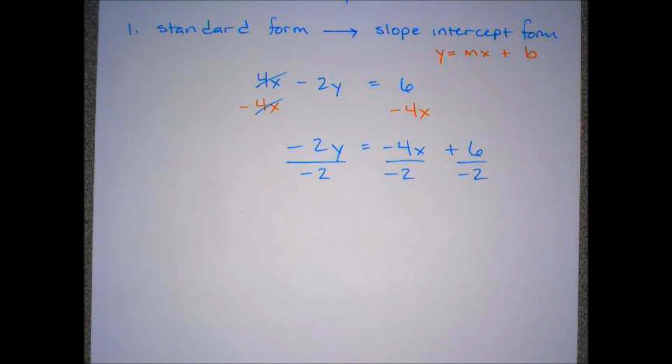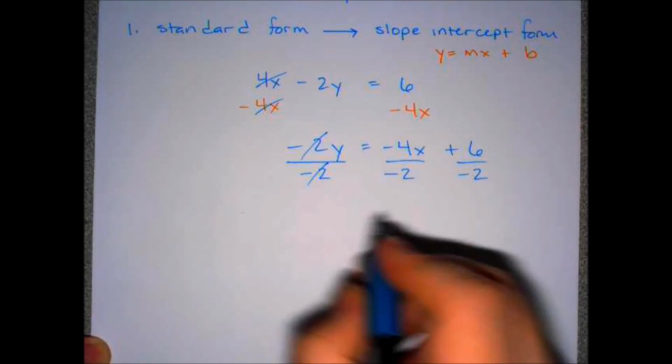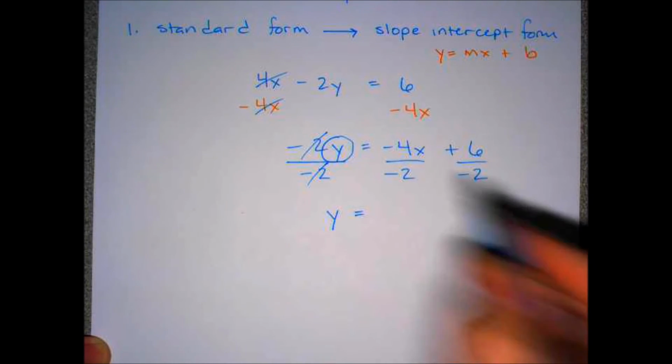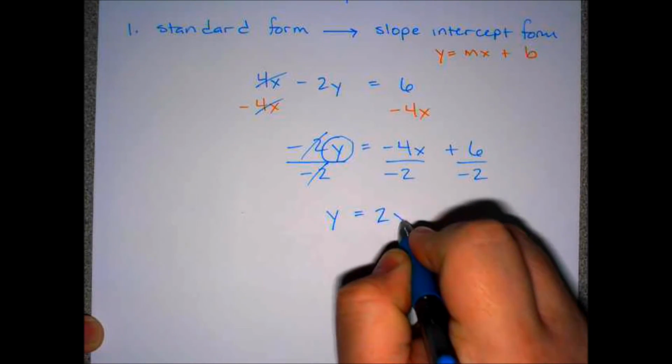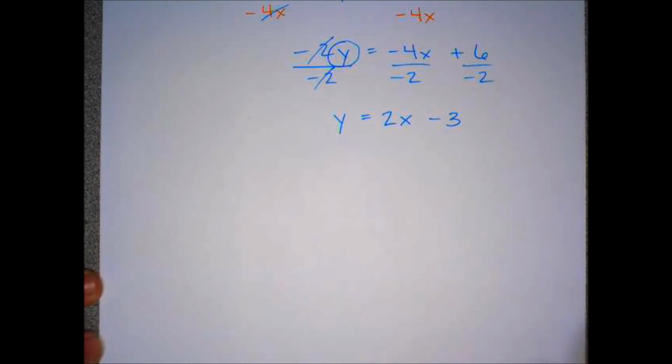When we do that, we get the following. The negative 2's cancel, so you're left with y. And you have negative 4 divided by negative 2. Well, negative 4 divided by negative 2 turns out to be 2, so we can rewrite that as 2x. 6 divided by negative 2 simplifies into negative 3, so we can write negative 3. And there, we have just translated the equation from standard form into slope-intercept form. So now we're able to pick it apart and graph it.